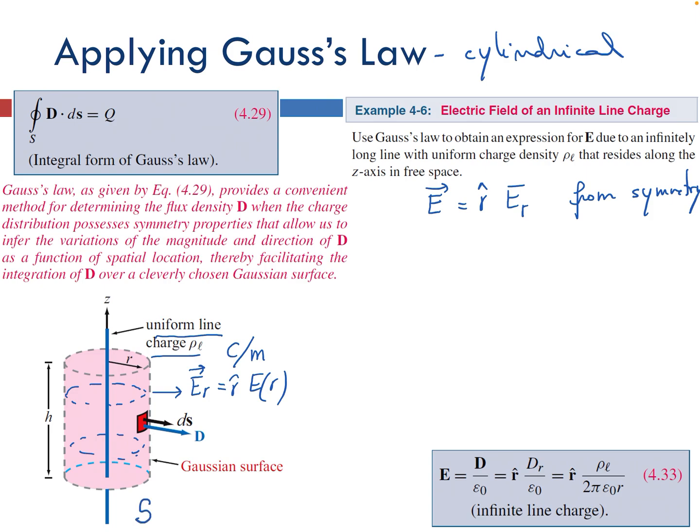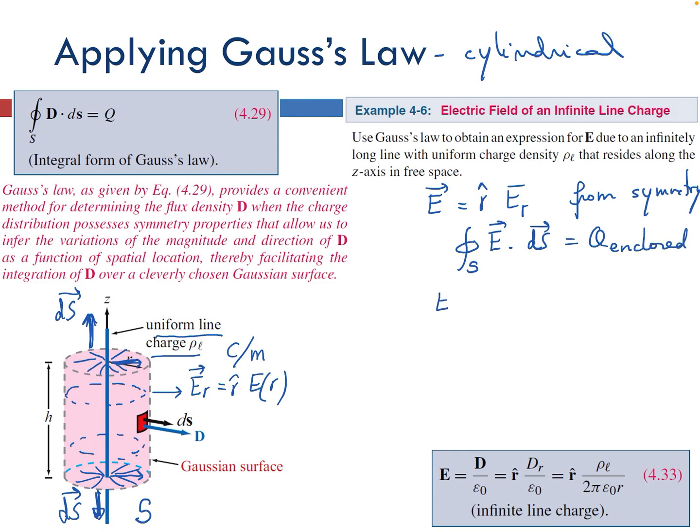And remember, S is this closed surface, but on the top and bottom, the normal to the surface is along plus and minus z, and the flux is 0, because the electric field here is parallel to the cylinder top and the bottom. So the flux through these two surfaces is 0, and the total flux is just through the side surface, the magnitude of the field times the area of this side surface, and the total charge enclosed in that surface is the linear charge density times the height.